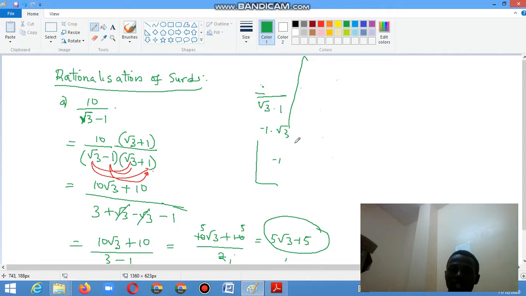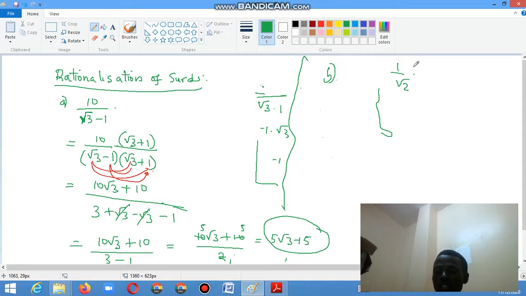So look at part B here. In part B, they are saying rationalize 1 out of root 2. As I told you, rationalization means removing a square root sign from the denominator. So when you see 1 out of root 2, you can see the square root is still in the denominator.